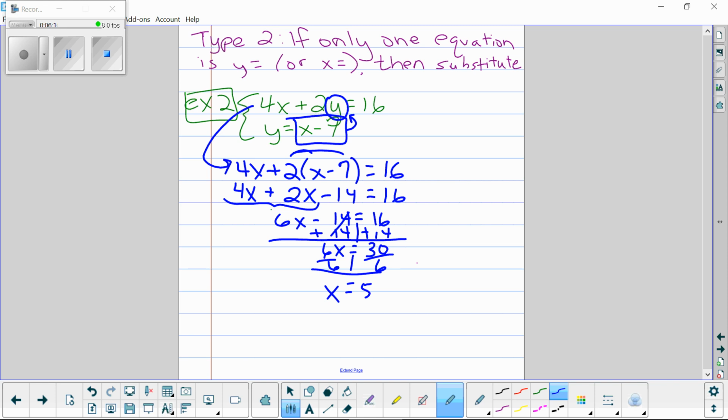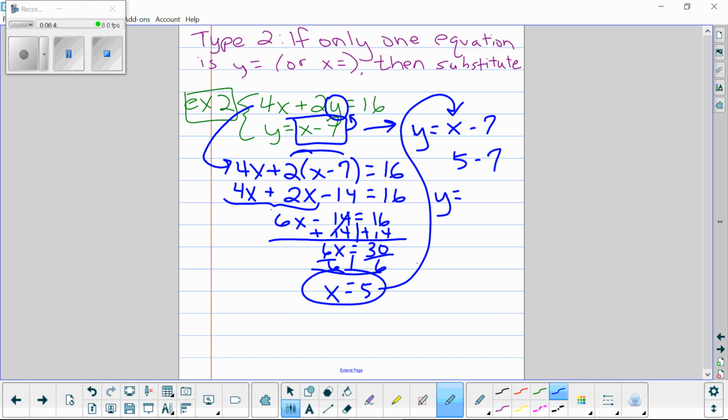And then once again, we don't just leave it as x equals 5. Now we have to take that 5 and plug it into one of the original equations. In this case, it's far easier to take this second equation because it's just y equals x minus 7. So now that we know that x is 5, now we're going to plug that in. So it's going to be 5 minus 7. 5 minus 7 is negative 2. So y equals negative 2. And then once again, as an ordered pair, it would be (5, negative 2).